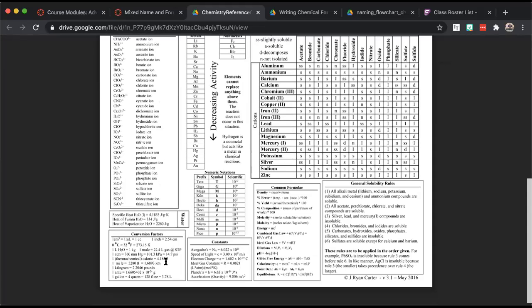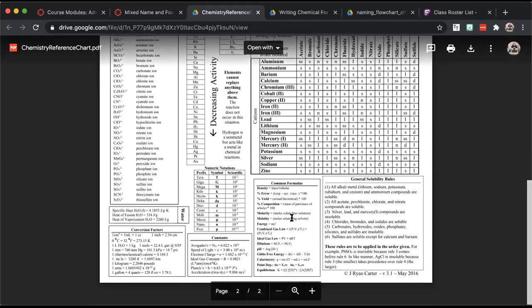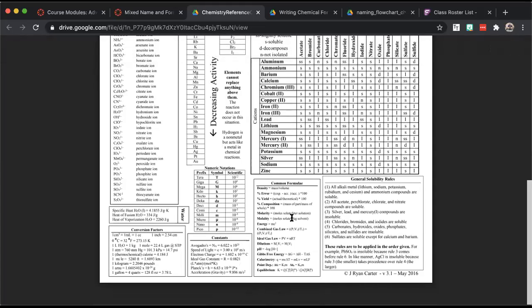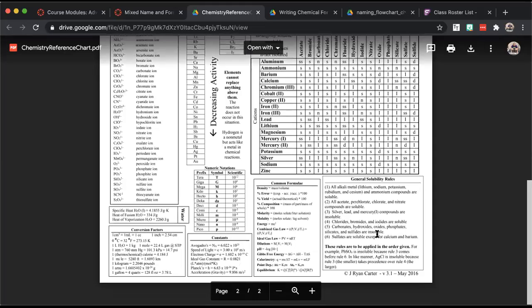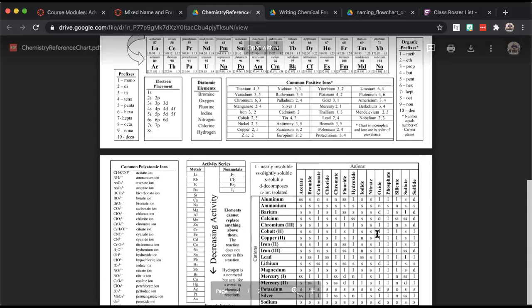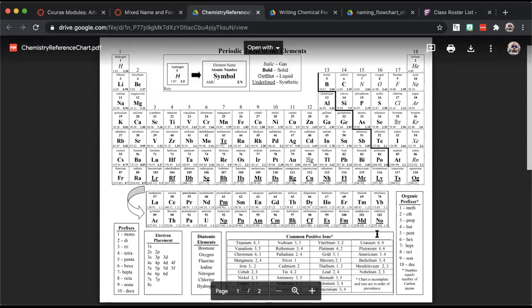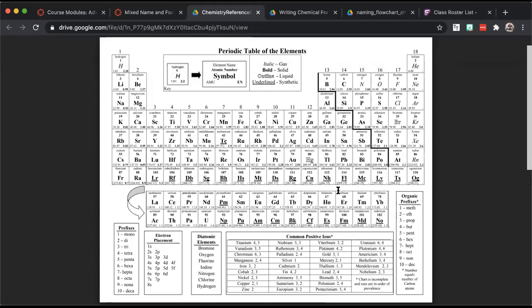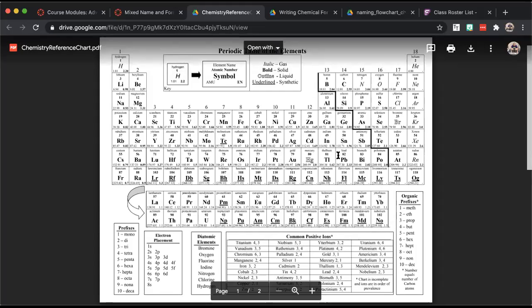There's a lot of other information on this second page. Some of it we have already learned, some of it we have not, okay? Like here's the equation for density, okay? But a lot of these things we're going to get to throughout this semester, okay? So you definitely want this open because it will help you with the polyatomic ions, the prefixes, and it also has all your element names and symbols on the periodic table. I have all three of those open in tabs so that I can quickly refer to them.